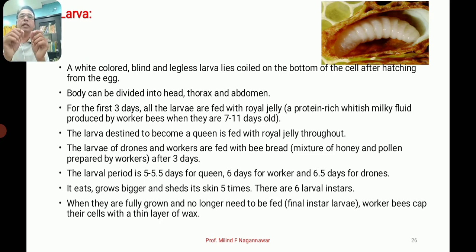whereas the other larvae are continued to be fed with honey and pollen, that is called bee bread. The royal jelly food is stopped after 3 days for the remaining larvae. Bee bread is nothing but a mixture of honey and pollen prepared by the workers.